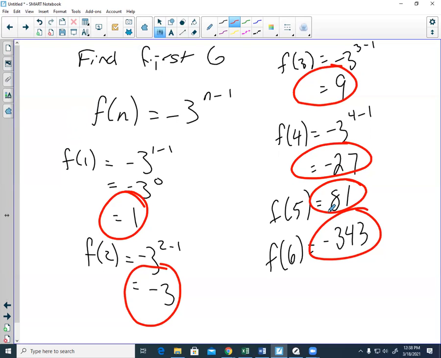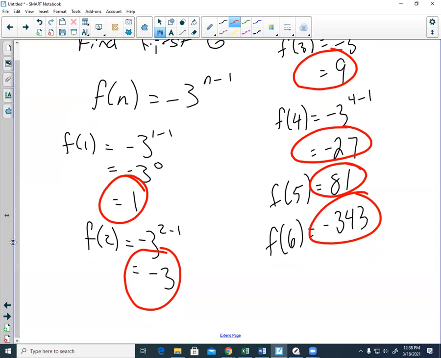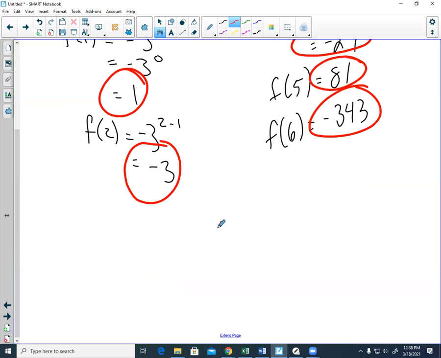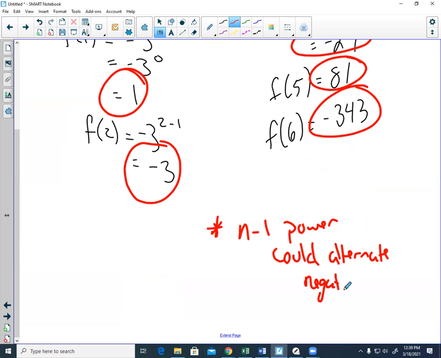So I'm going to make a note somewhere in my notes. I'm going to say something like n minus 1 power could alternate negatives. So an n minus 1 power could give me something where I'm allowed to then alternate negatives. Negative, positive, negative, positive, negative, positive. Right? And that may be something that's helpful in the future.